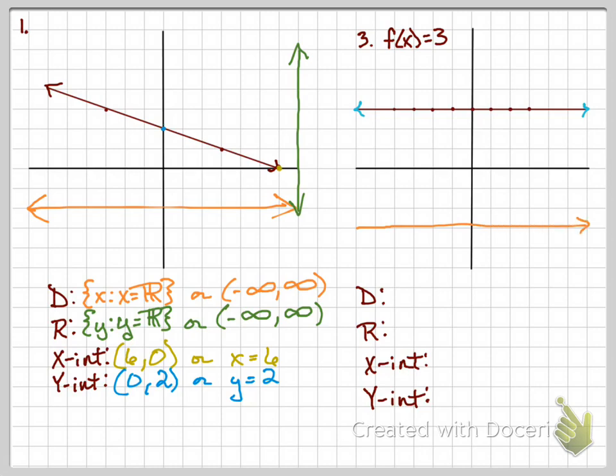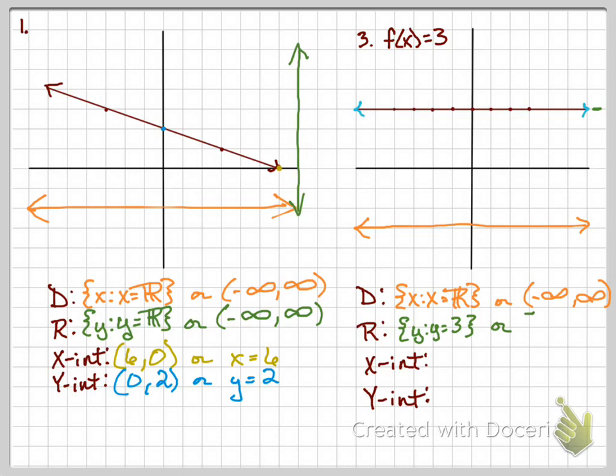Domain. Again, horizontally, we hit all the values. So x is equal to all real numbers, or negative infinity to infinity. Now, my range: see that green right there? That's all that it hits. All it hits is the 3's, where y is equal to 3. That is your range, y equals 3.